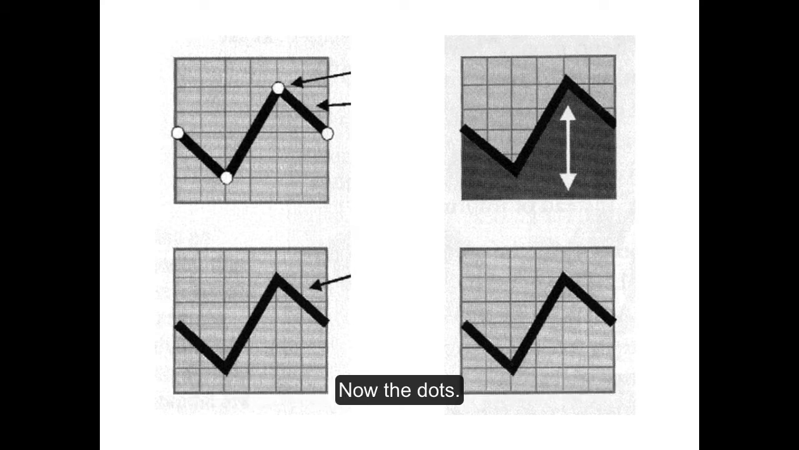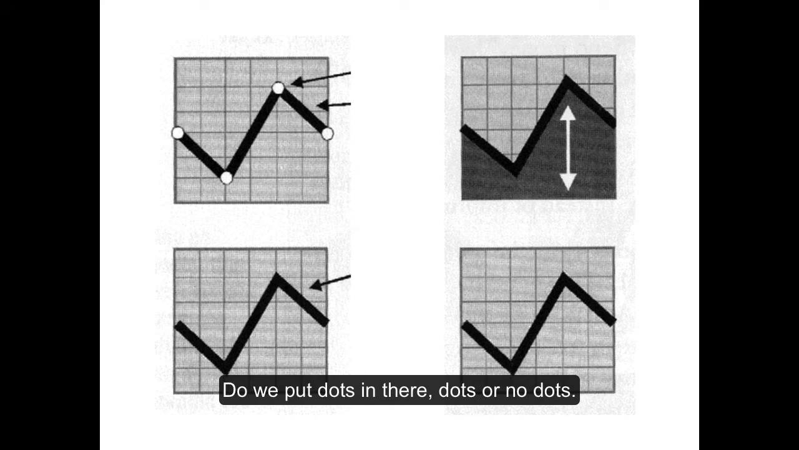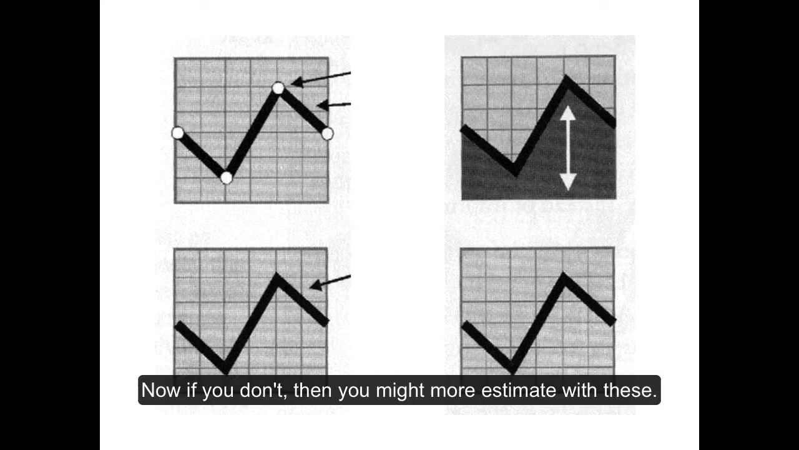Now the dots, where do we place the dots? Do we put dots in there, dots or no dots? So we put dots exactly on points, and this is if you have those specific points. Now if you have those exact readings. Now if you don't, then you might more estimate with these. Okay.